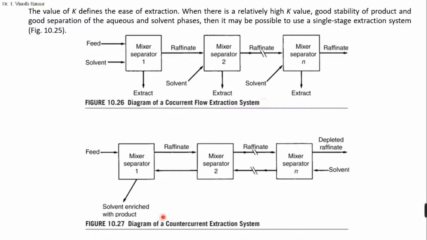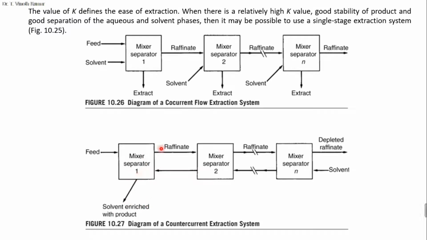Next one is the counter current extraction system. Counter current means the feed is passed through the mixer separator, and the raffinate is passed to the next mixer, and on to the next one n number of times, and the depleted raffinate is removed. At the same time, in the opposite direction, the solvent is passed to the last one, then the subsequent ones, and finally to the first one. The solvent enriched with the product can be collected from the first one.